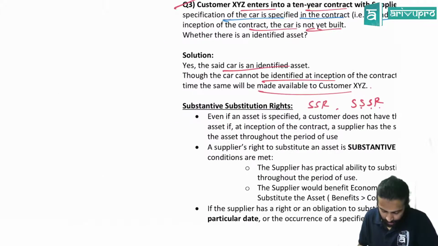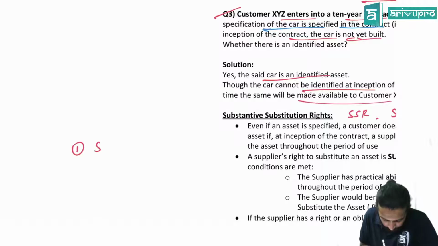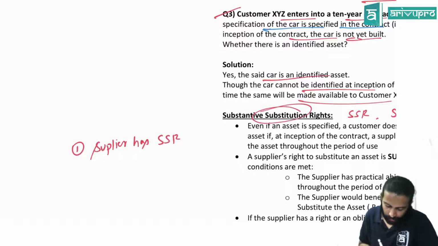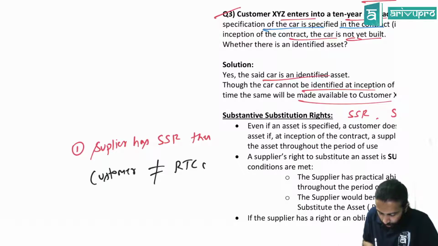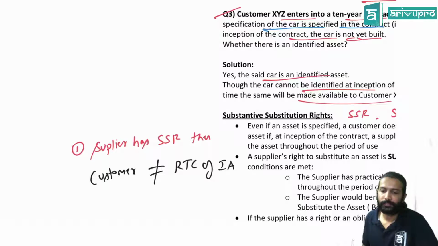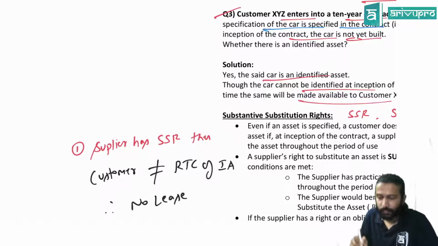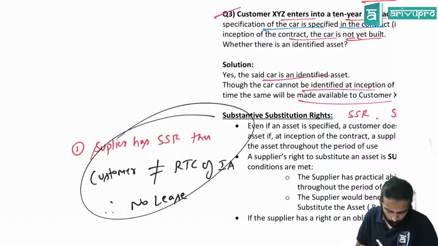Why am I calling you this? Write down this point. If the supplier has SSR, SSR means substantive substitution rights, then the customer does not have the right to control the use of the identified asset. Therefore, no lease. Just write this one point.